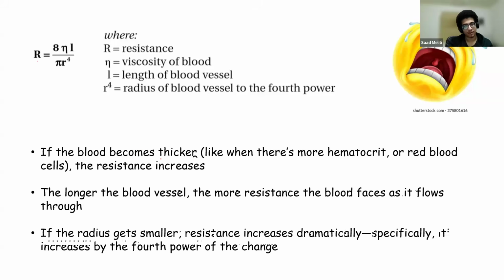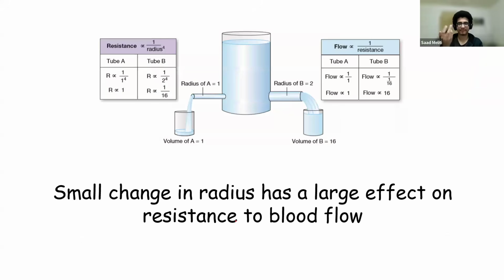If the blood becomes thicker, as in the blood's more viscous, you're going to have more resistance. The longer the blood vessel, here the thing is, the length of blood vessels usually doesn't change. But if you're comparing two different blood vessels and one was longer, it would have more resistance. And if radius gets smaller, the resistance would increase. And dramatically, by the way, because it's to the 4th power. And I'll show you guys this in a second.